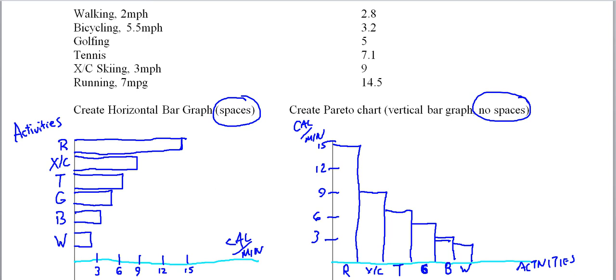Now, again, some books and some people might say go from low to high, so it looks like a distribution that's skewed left instead of skewed right. But either way, just make sure that they go in order.